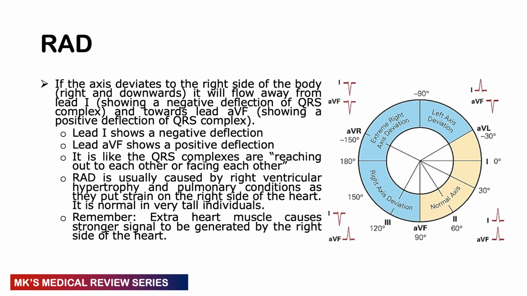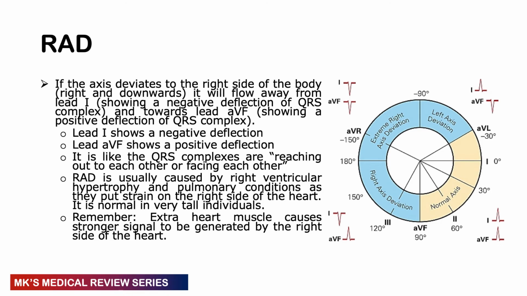And in terms of right axis deviation, the opposite is happening. Here, the axis is being shifted towards the right side, so it's going to be moving away from lead 1. If the impulse is moving away from lead 1, we expect our deflection in lead 1 to be negative. If it's moving from this quadrant towards lead AVF, we expect this deflection to be positive. So in right axis deviation, lead 1 will show you a negative deflection, and lead AVF will show you a positive deflection.